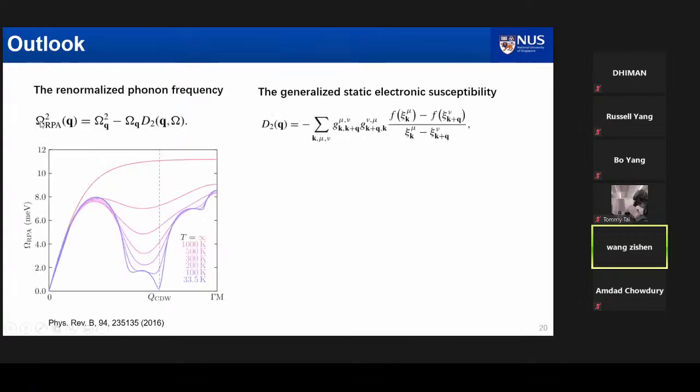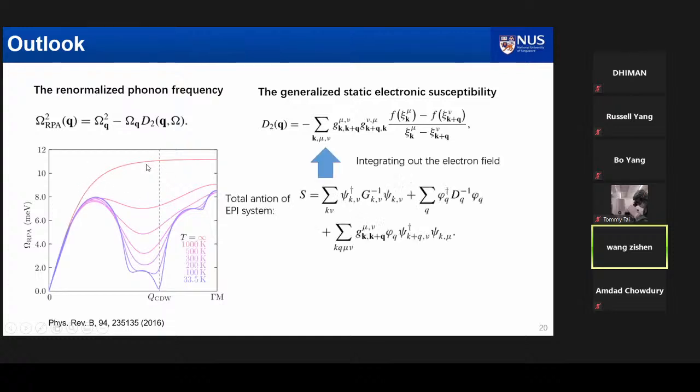As shown in this formula, omega RPA is the renormalized phonon frequency under the random phase approximation, and omega Q is the bare phonon frequency, and D2 is the generalized electronic susceptibility, which combines the electron-phonon coupling matrix and the real part of the electron susceptibilities. With the decrease of the electron temperature, the phonon will soften from their bare values to 0 and even to imaginary values when the temperature is below the critical temperature. So D2 can be regarded as a measurement of the phonon instabilities.